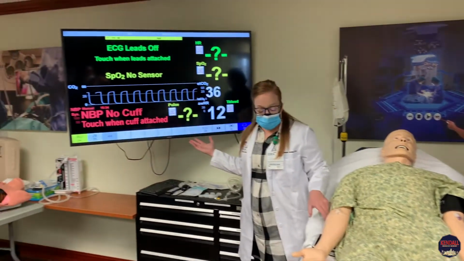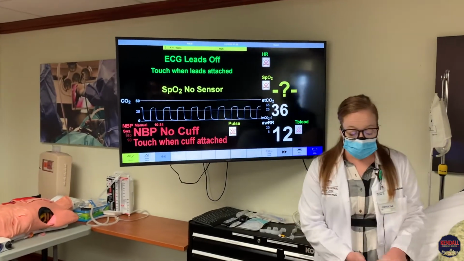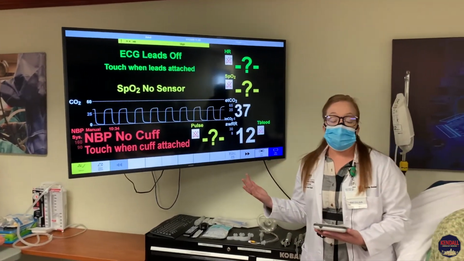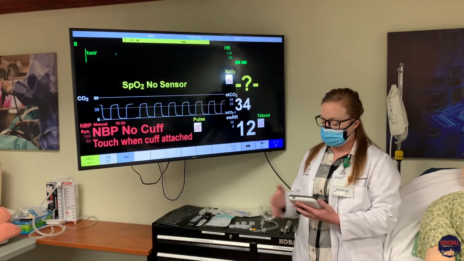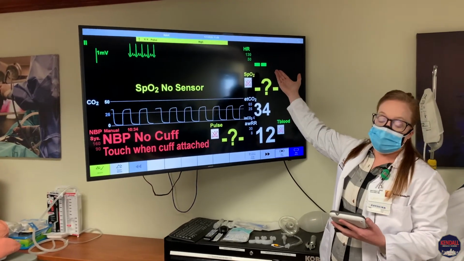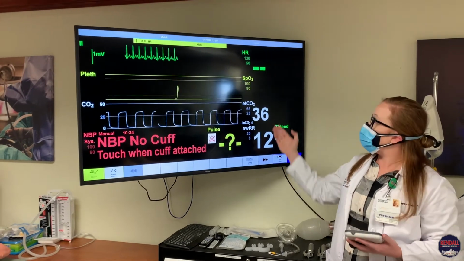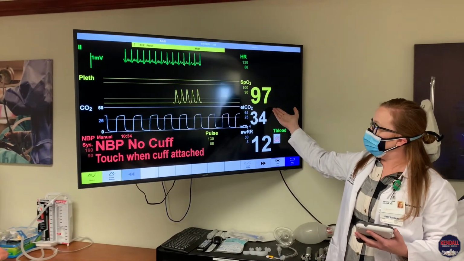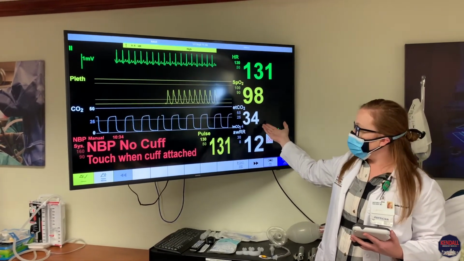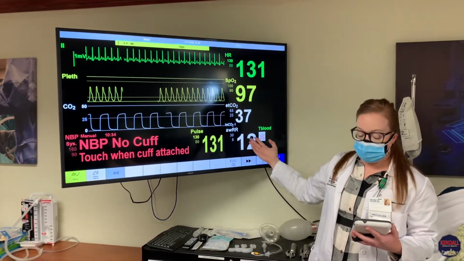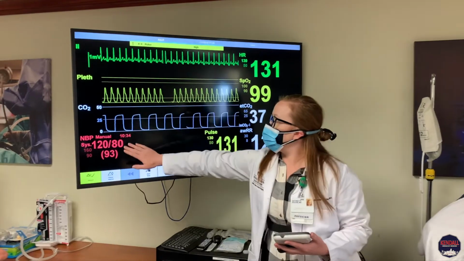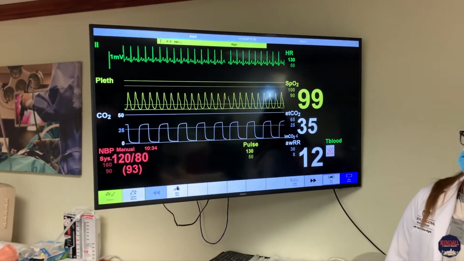Here we have the monitor. On the monitor, you will find the vital signs. When a patient comes in, if you ask to place them on a cardiac monitor, you will see the EKG here on the top line. The next line will have the oxygen saturation. Here you'll see the end-tidal CO2. The pulse rate will also be here, as well as the respiratory rate. And finally, you'll see the blood pressure in the left bottom hand side.